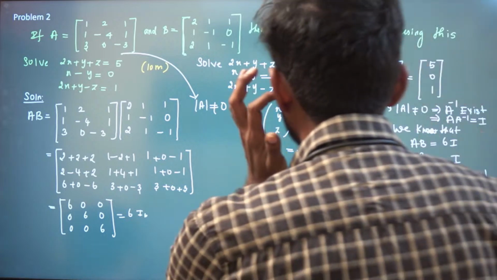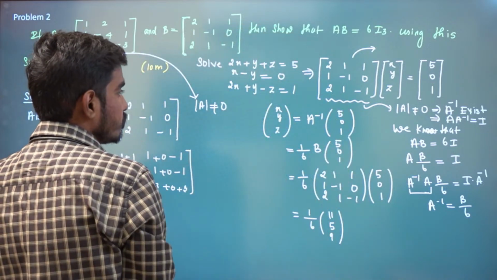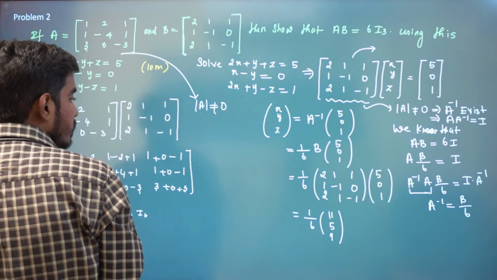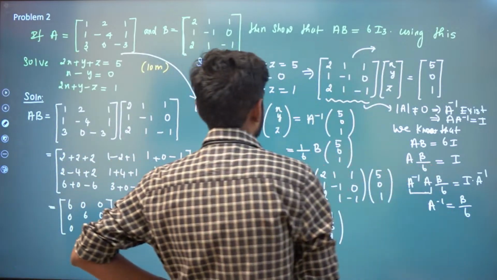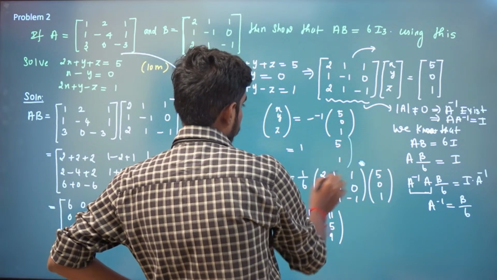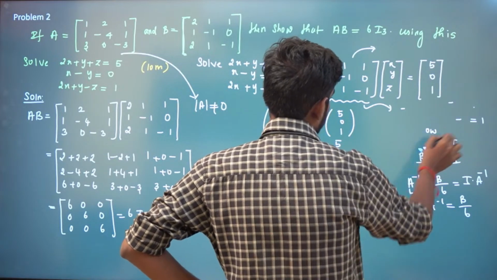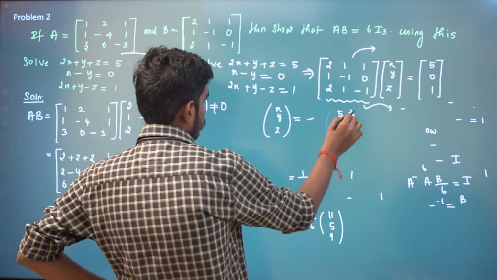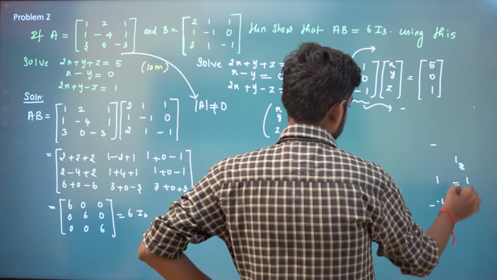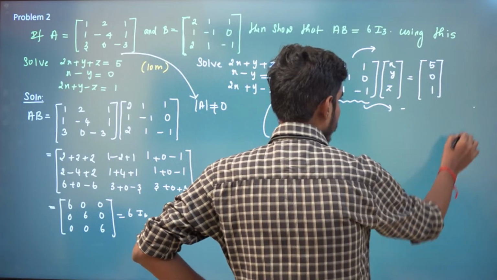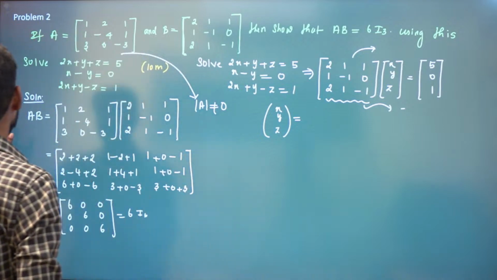Okay, I think I made a mistake. See, this matrix is the B matrix, not the A matrix. Sorry, I thought that was the A matrix. Same thing only. This matrix is the B matrix, right?